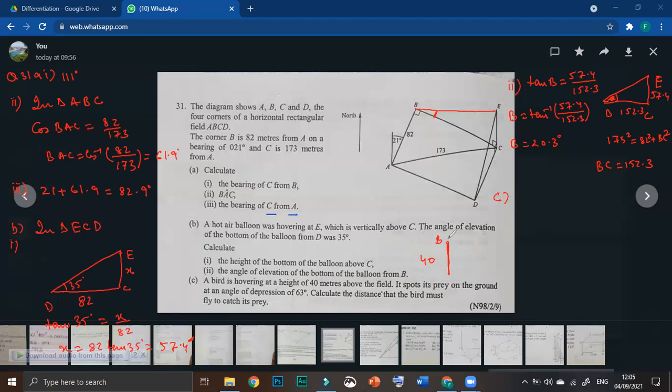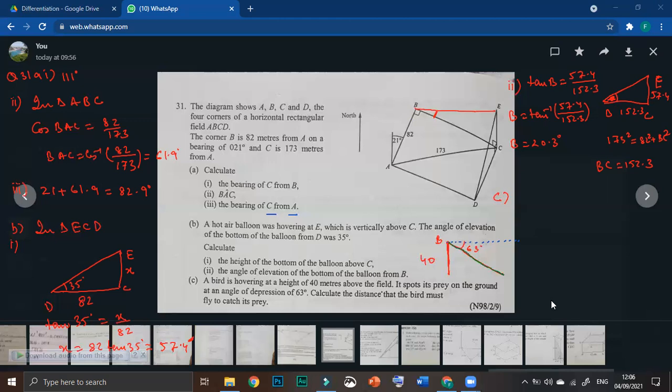This one is the eye level of the bird. B will be the point. Now, the angle of depression is given, 63. This angle is given 63 degrees. We want to find out this distance, how much distance the bird must fly to reach the prey.